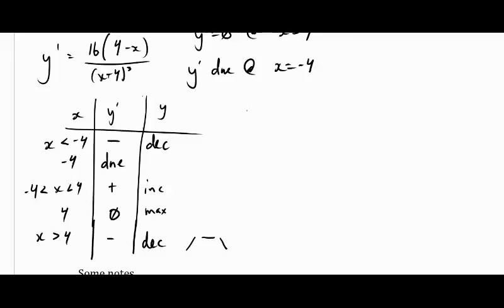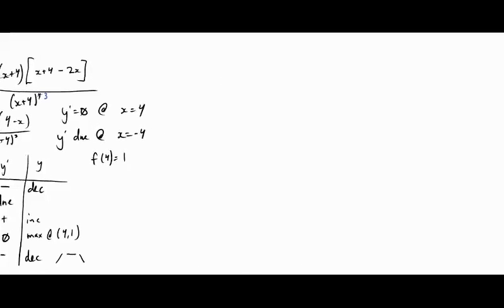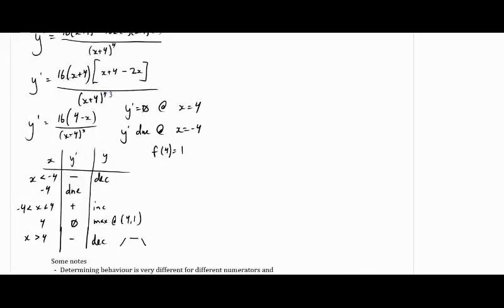And I'm going to figure out what f at 4 is. And when I plug it in, it works out to be a nice value of 1. That doesn't always work out that way. So I have a max at 4, 1. And that's plugged into the original function. That's what we care about. That's not plugging it into the derivative. That's plugging it into the original. Okay, that's all the pre-work we need to do. Often it's actually more than that in order to draw a sketch. But now I've got everything, and so we can start doing our sketch.